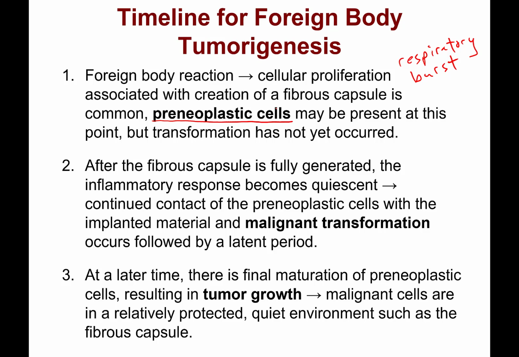Then, after the fibrous capsule is fully generated, the inflammatory response resolves, and the site becomes quiescent. But those pre-neoplastic cells are still in contact with the material, and they're walled off from the rest of the body, or they can be if they're on the inside of that fibrous capsule. And this is the onset of the latent period. We can have a latency period that can last many, many years. And then at a later time, finally, for reasons unknown, there's this final maturation of those pre-neoplastic cells resulting in tumor growth.